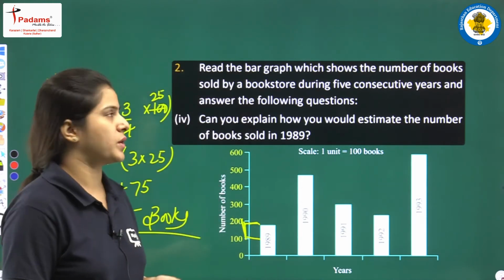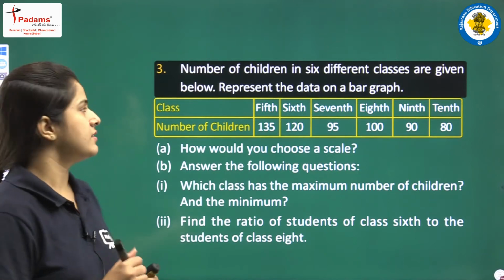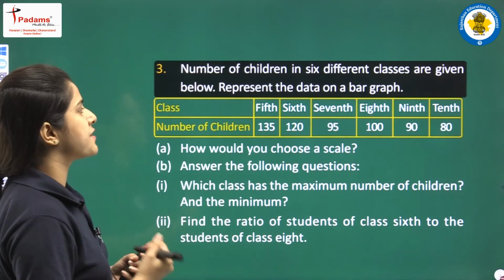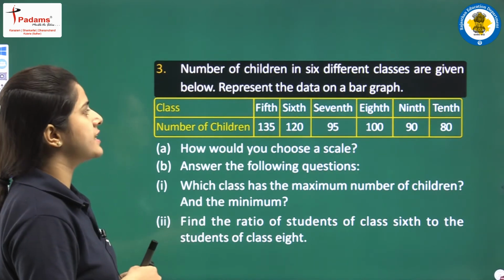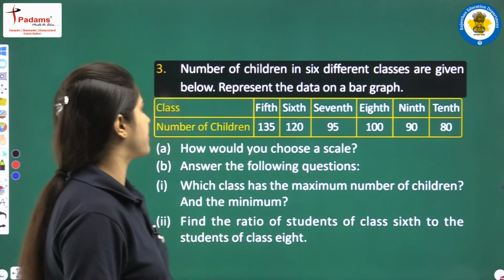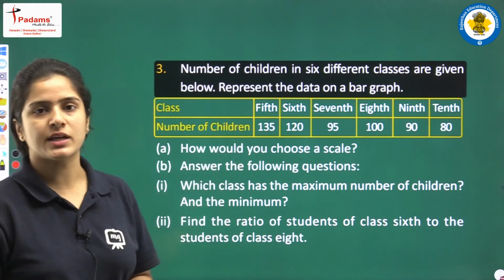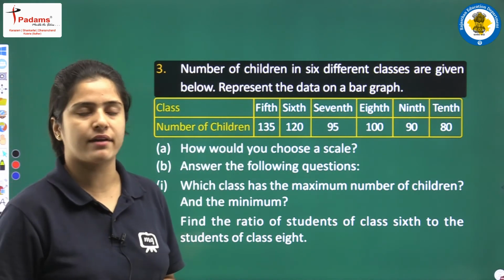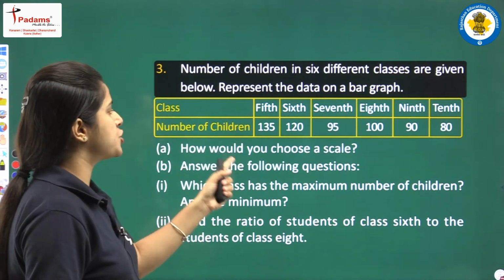Now the third question. Number of children in 6 different classes are given below. Represent the data on a bar graph. So 6 different classes are given to you, and the number of children is also given to you. So you have to draw a bar graph. So how would you choose a scale?